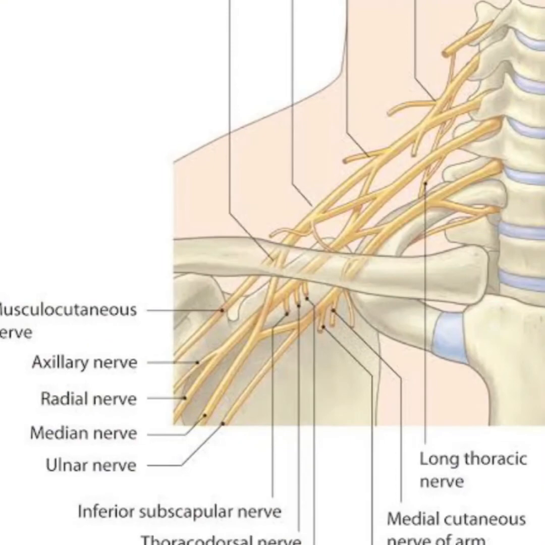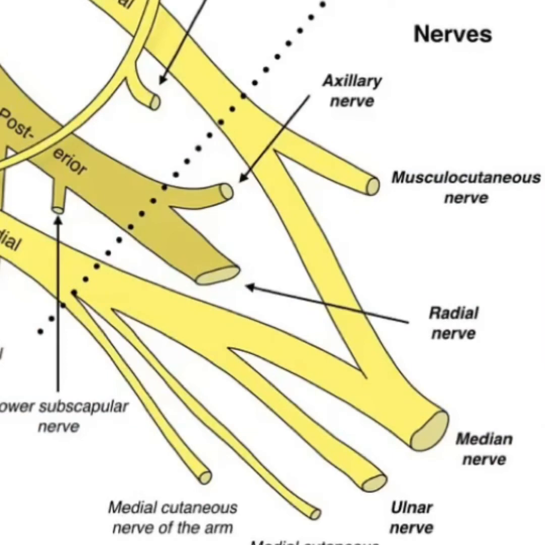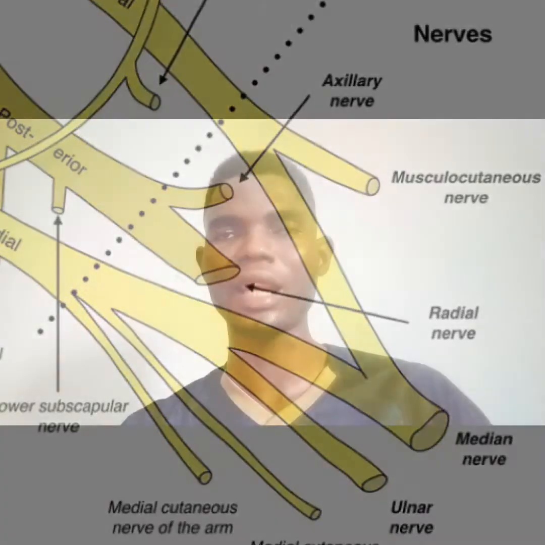Then for the branches, when the brachial plexus gets to the axilla and the superior part of the upper limb, it divides into 5 major branches. The 5 major branches include the musculocutaneous nerve, the axillary nerve, the median nerve, the radial nerve, and the ulnar nerve. In this video, we'll simply be looking at them one after the other. Though we'll not go into details, we'll just talk about the nerve roots and the muscles they supply.